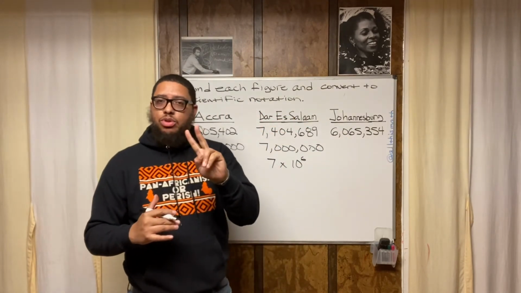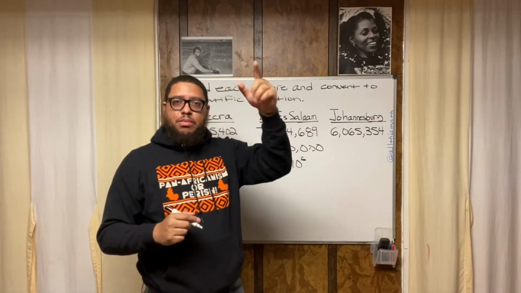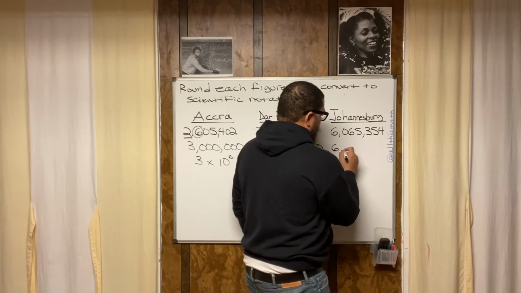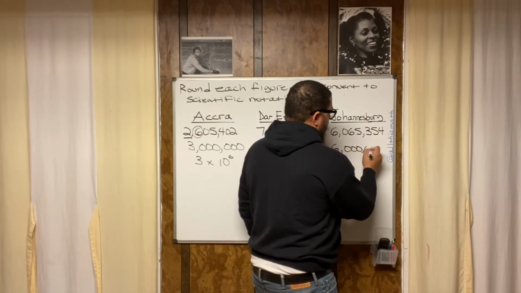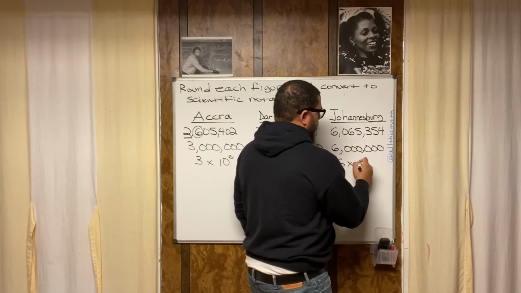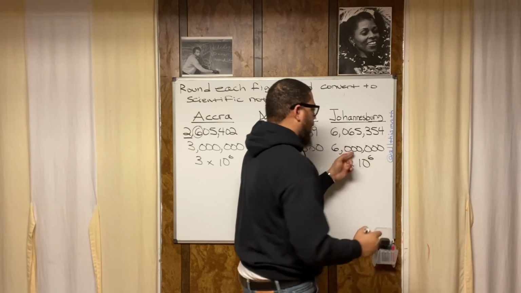Because again, we only got 2 choices when we're rounding. You're either going up or you're going down. So we either go up to 7 million or we go down to 6 million. We're going to go down to 6 million. You know what I'm saying? So I got 6, 1, 2, 3, 4, 5, 6. And then we're going to convert this to 6 times 10 to the 6th power because I got 6 zeros.